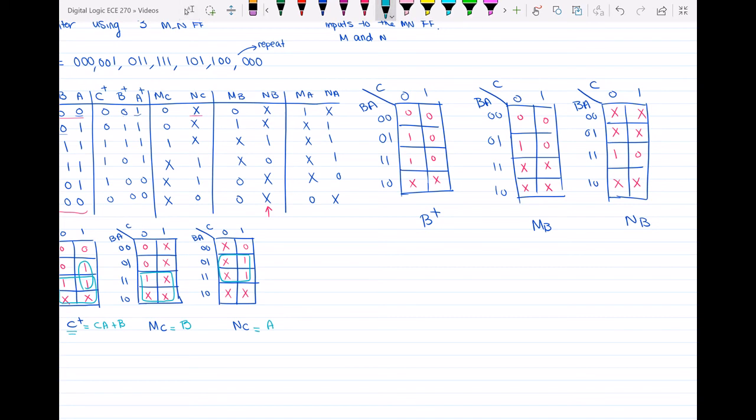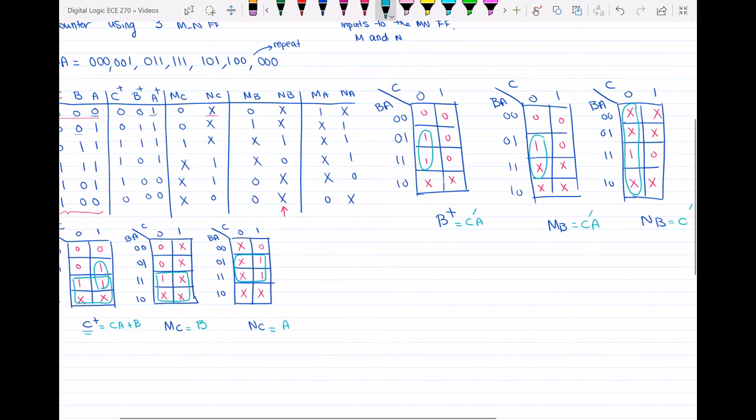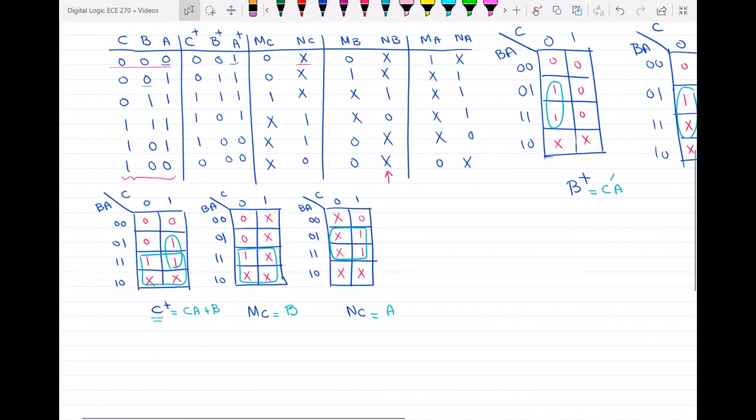Okay, so I have to write the equation for each of these. So this is the equation for B plus. So B plus is equal to C prime A. Then what is MB? If you look at here, we're going to have C prime A. And then over here for NB, I can group them like this. And this is equal to C prime.